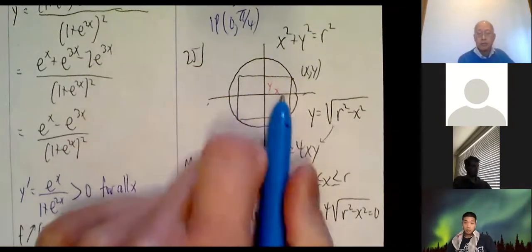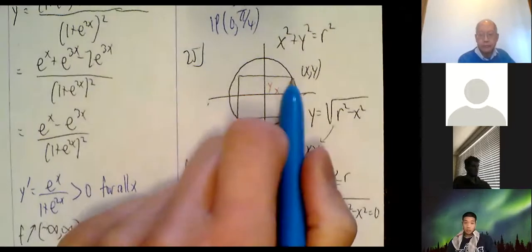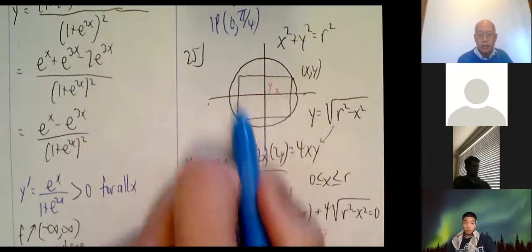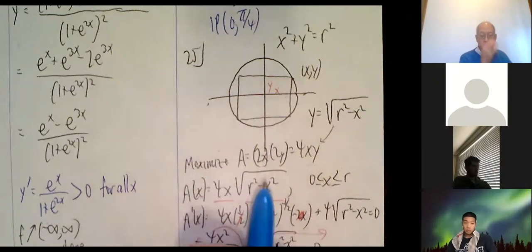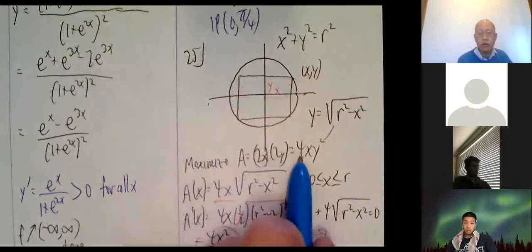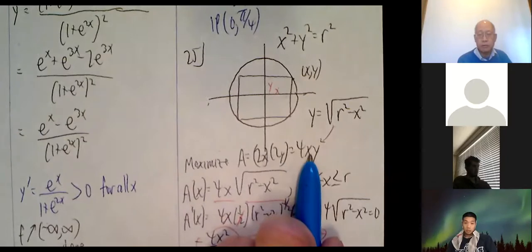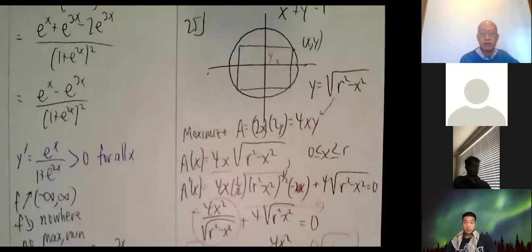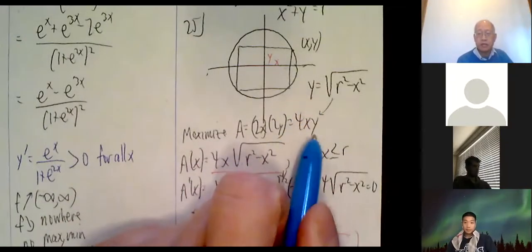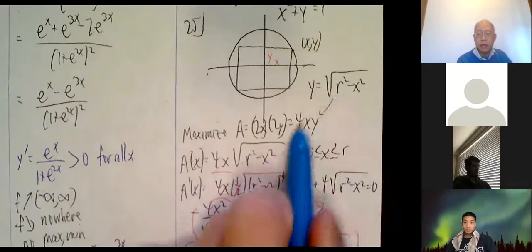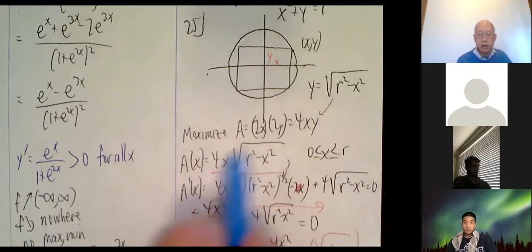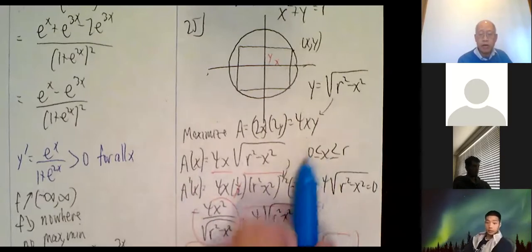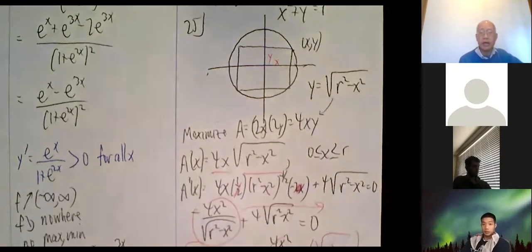Okay, so this is (x, y), which means this whole thing is 2x and this whole thing is 2y. So I'm trying to maximize the area, which is 4xy. All right, so how do I maximize the area? I have 4xy, but y is equal to radical r squared minus x squared. So here we are: A of x is 4x radical r squared minus x squared, with x between 0 and r.